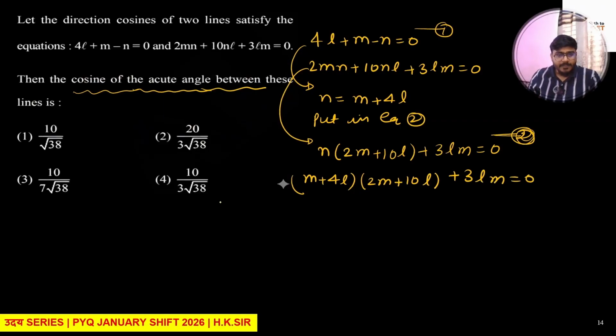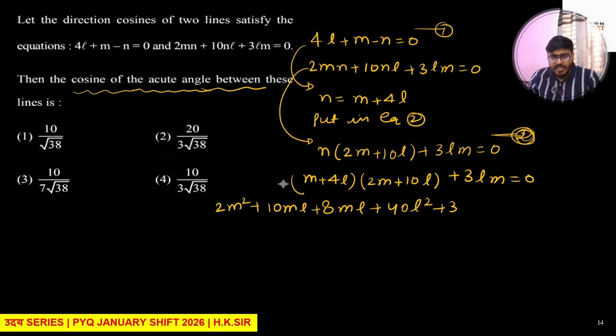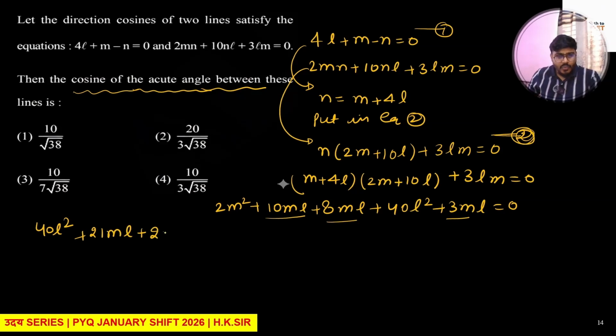Now multiply it. So this is 2m square plus 10ml plus 8ml plus 40l square plus 3ml equal to 0. So from here we can say 40l square plus 10ml, 8 makes 18, 18 plus 3 is 21, plus 21ml plus 2m square equal to 0.